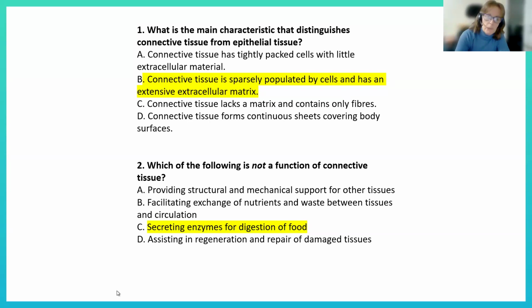Plasma is most of the volume of blood. So most of it isn't blood cells. Most of it is this extensive extracellular matrix stuff outside the cells. So which is not a function of connective tissue? It doesn't secrete enzymes for food digestion. That happens inside the digestive tract, but it does provide structural and mechanical support for other tissues. Think about bones, for example. It does facilitate exchange of nutrients and waste between tissues. That's blood, for example. And it does assist in regeneration and repair of damaged tissues. So blood has got a role in that as well.